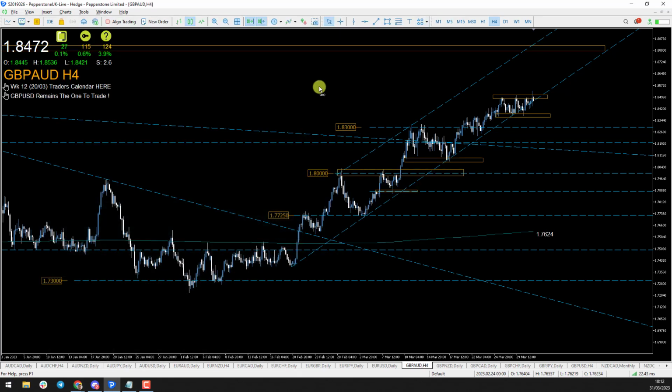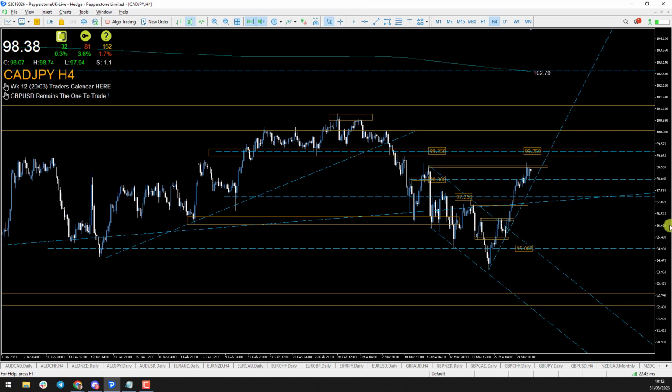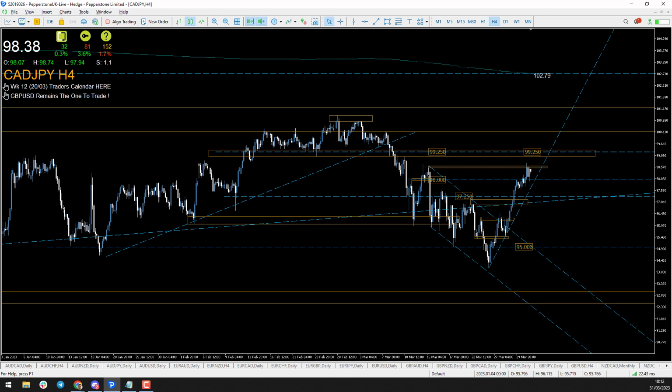Okay, so first of all, let's take a look at CAD yen. Let's see what it's done recently, and this was the level we were interested in. You can see I've got a lot of zones on the chart at the moment, but the real reason we were looking for further downside is because we traded through the 95 level, okay, which were all these lows back in here. So price broke through the 95 handle.